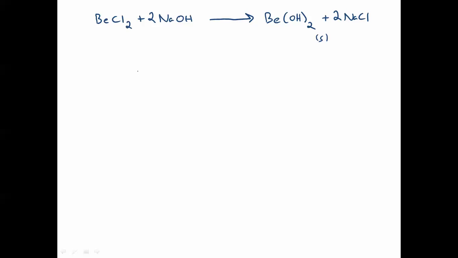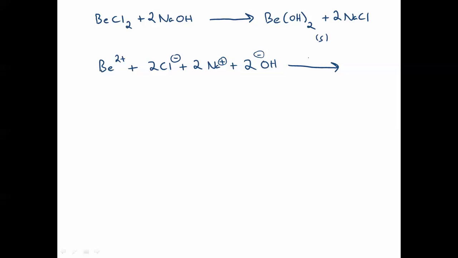Now, when we're drawing our complete ionic equation, what we're going to do is separate everything into ions except for the stuff that's a solid. So beryllium in this case is going to be beryllium 2 plus. You're going to have 2 chlorides, 2 Cl minus. You're going to have 2 sodiums, 2 sodium ions, and then also 2 hydroxide ions.